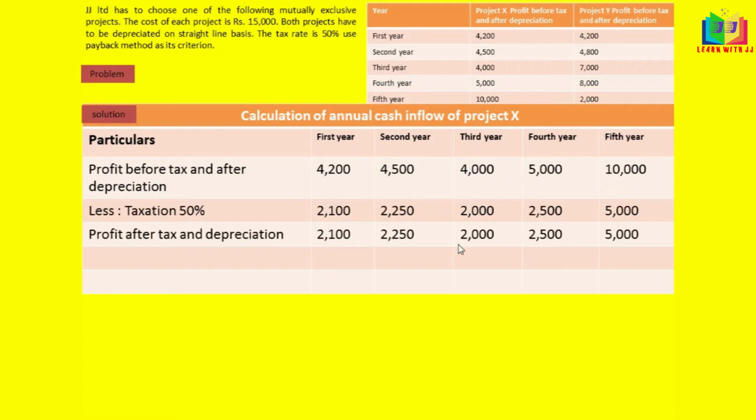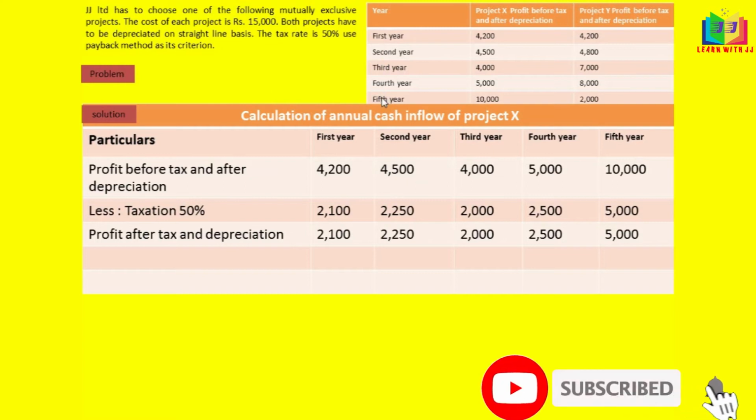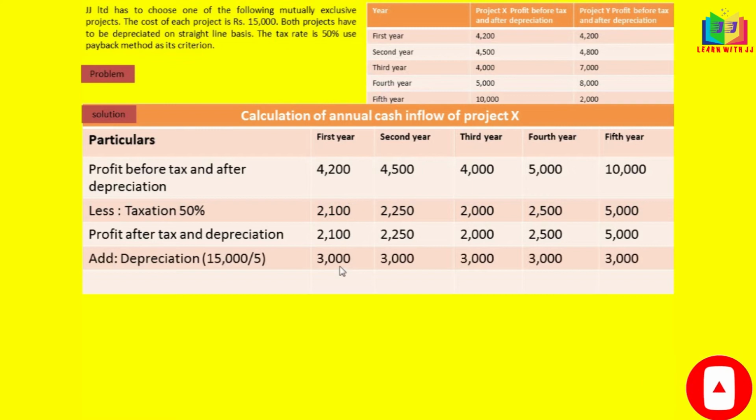We'll get profit after tax and depreciation, and again we have to add back the depreciation, since depreciation is a non-cash flow item. For calculating this depreciation we have the project cost, that is 15,000, and depreciation is to be calculated on straight line basis. The number of years is 5 years, so 15,000 divided by 5 gives 3,000 as the depreciation. So we add this 3,000 for our cash inflows.